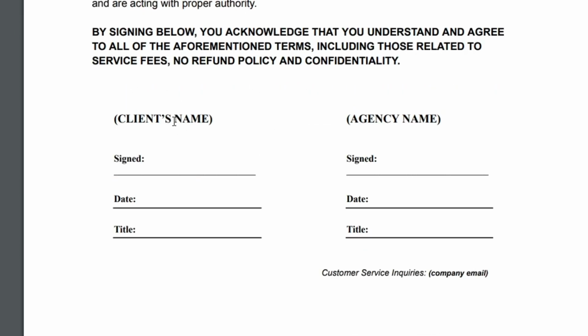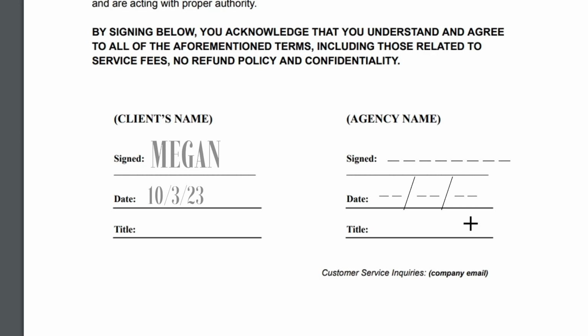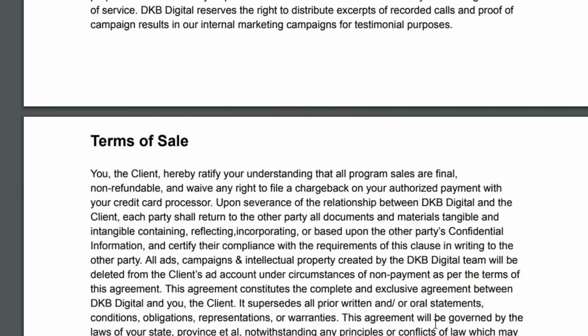Now, here you'd put the client's name. So let's say their name is Megan something. You just put that in there. Then they would sign it and put the date and then title. Now for you, you'd put your agency name, sign, date, title, and I usually put our company email address, just so it looks even more professional.